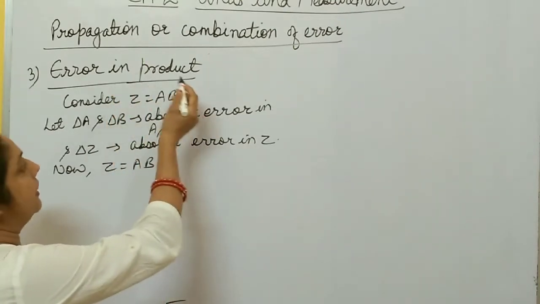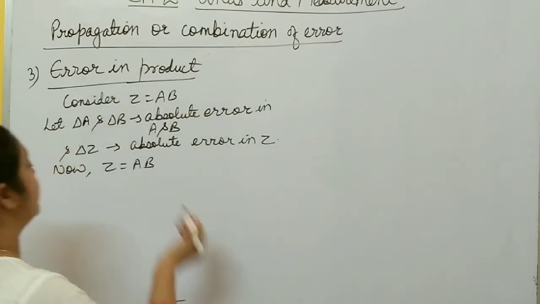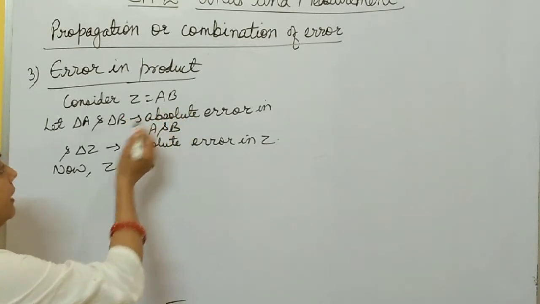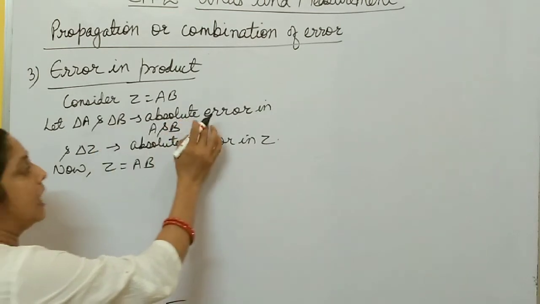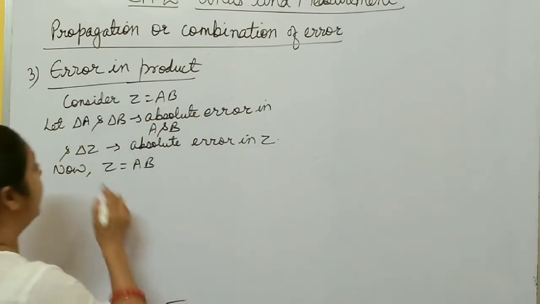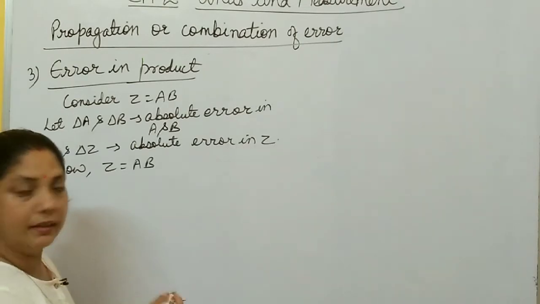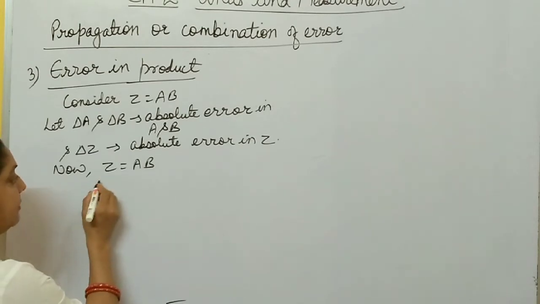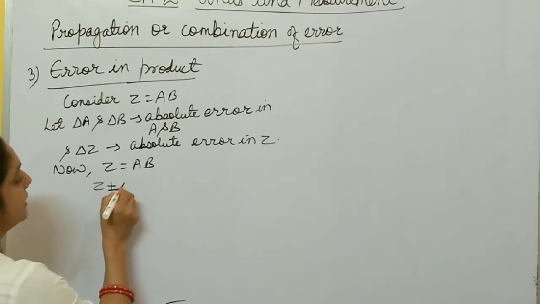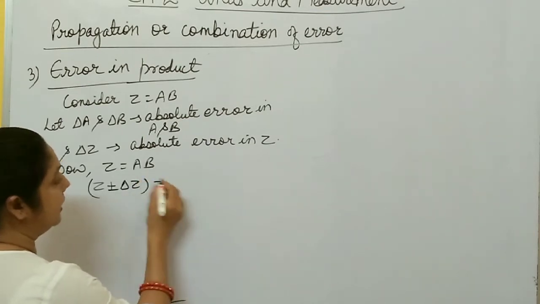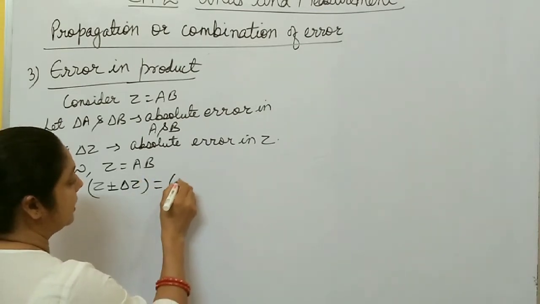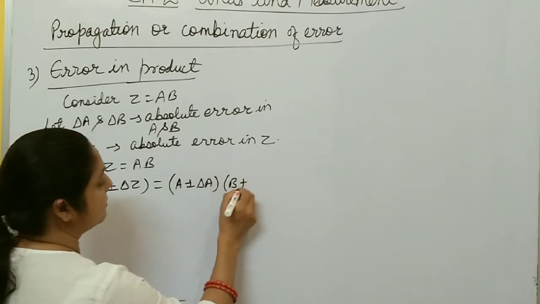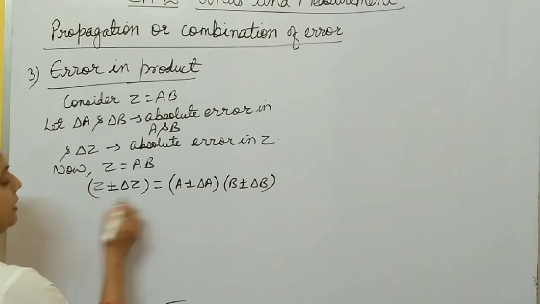Now, error in case of product or multiplication. Suppose there are two physical quantities A and B and these two are multiplied, right? And let delta A and delta B be the absolute errors in measurement of A and B, and also delta Z is the absolute error in Z. Now, Z is A into B. So the final measured value of Z becomes Z plus minus delta Z. Here again the final measured value of A becomes A plus minus delta A, and into B plus minus delta B. You multiply these two.